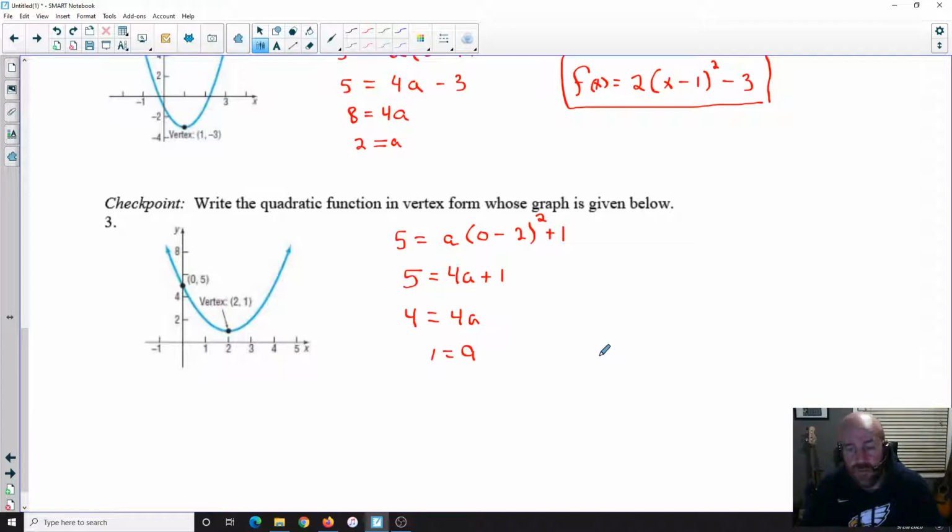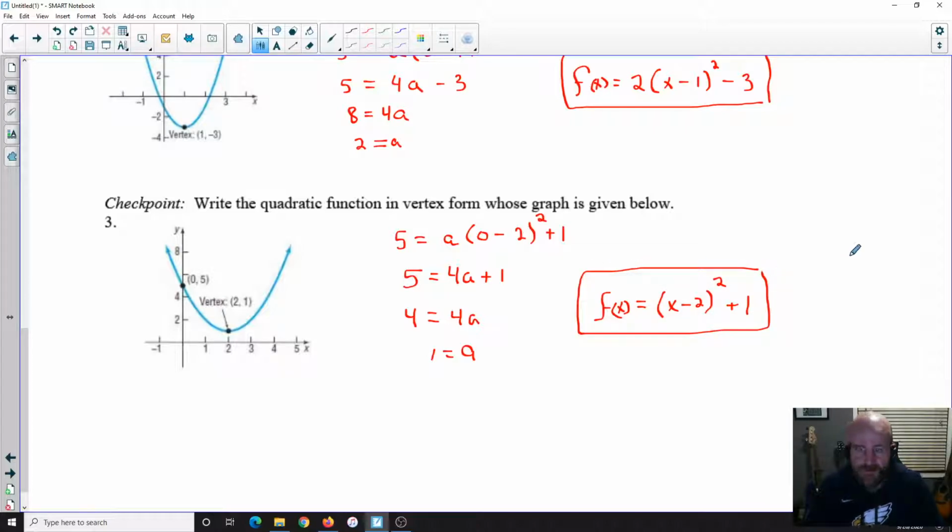Now we're going to use that and plug it into the equation. So f of x equals... 1, I'm not going to write it, because we know nothing up front means it's 1. So x minus 2, quantity squared, plus 1 would be our final answer.